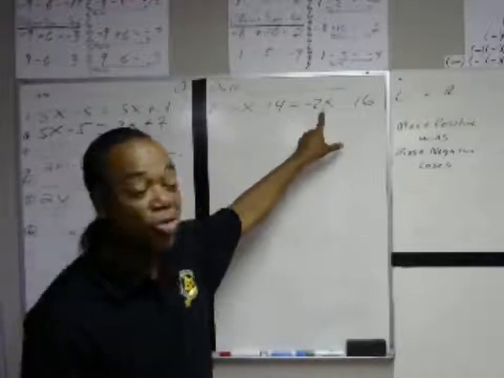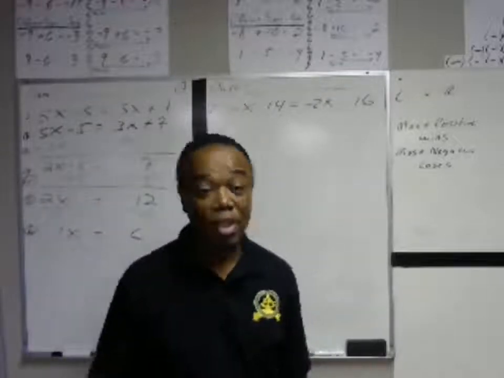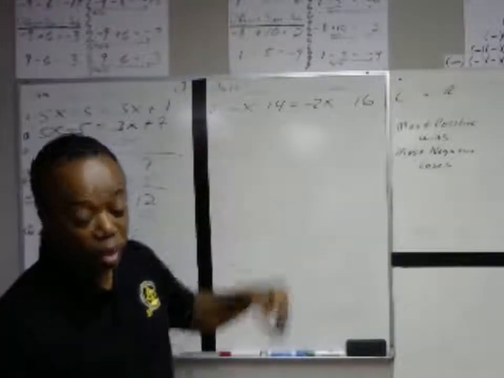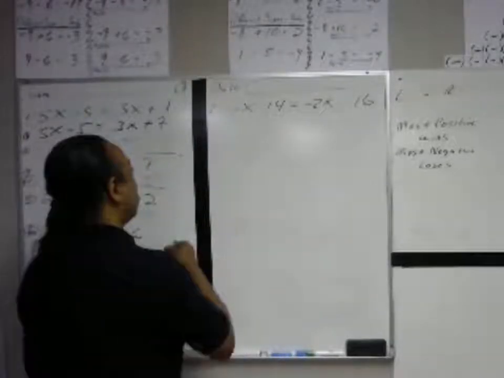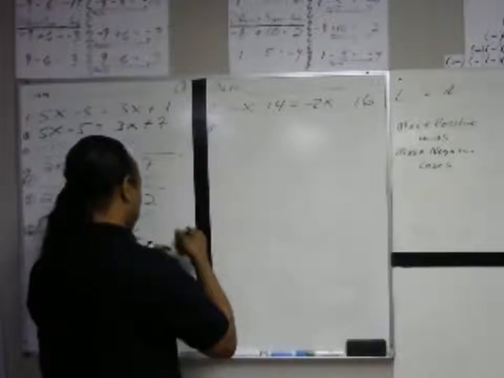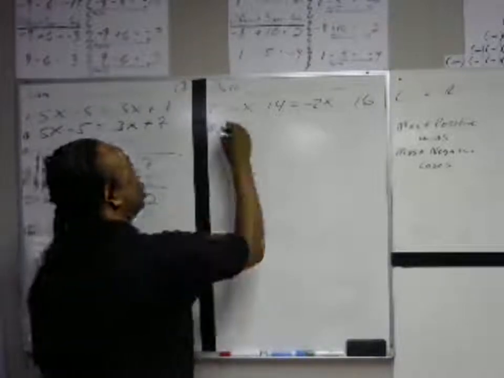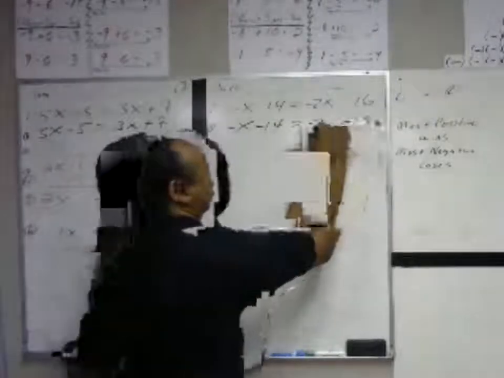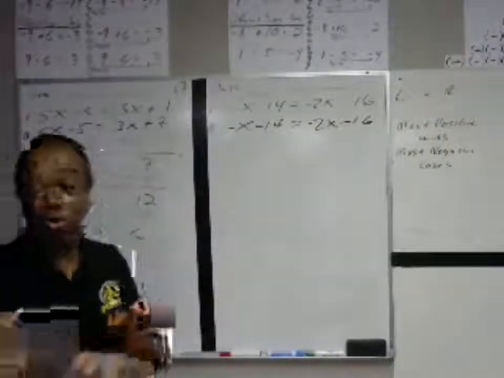So that's going to be your loser. Okay, we get rid of him. This is the winner on the left side. So, step 1, repeat the problem. Negative x minus 14 equals negative 2x minus 16, preserving the integrity of the original problem.